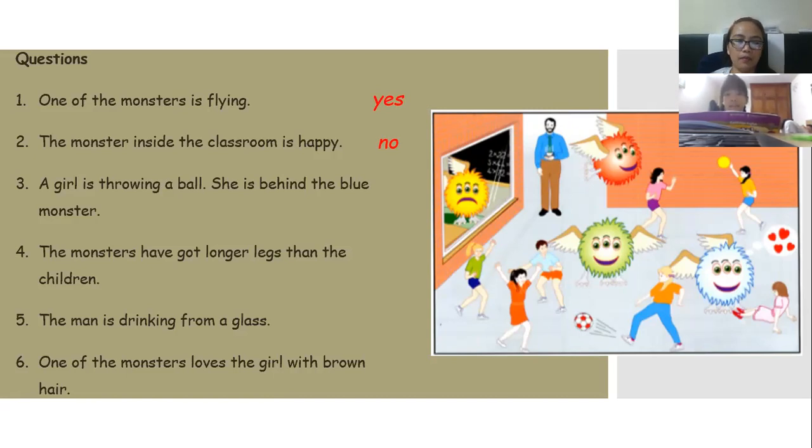A girl is throwing a ball. She is behind the blue monster. Is that a yes or a no? Yes. Okay, very good. Number four. The monster has got longer legs than the children. No. Yes, because their legs are shorter. Number five. The man is drinking from a glass. One more try, baby. The man is drinking from a glass.